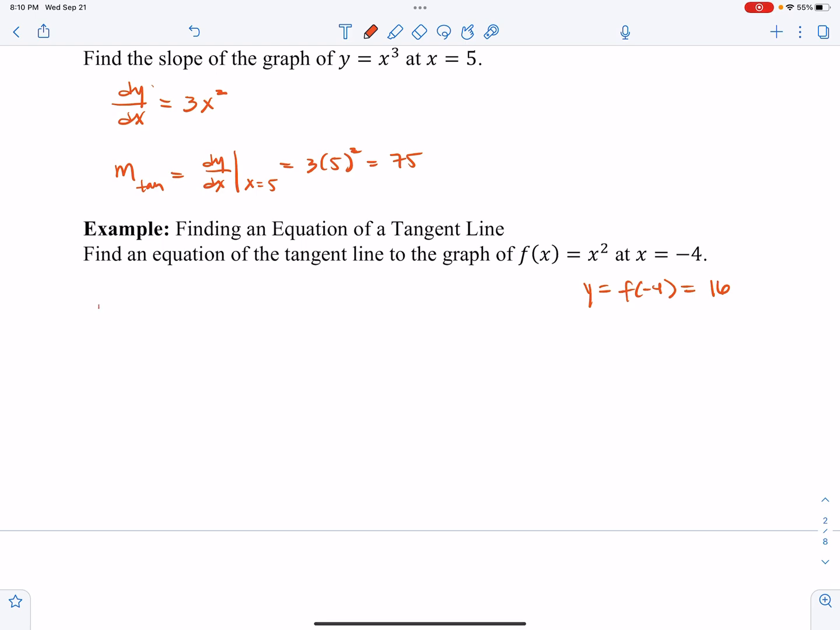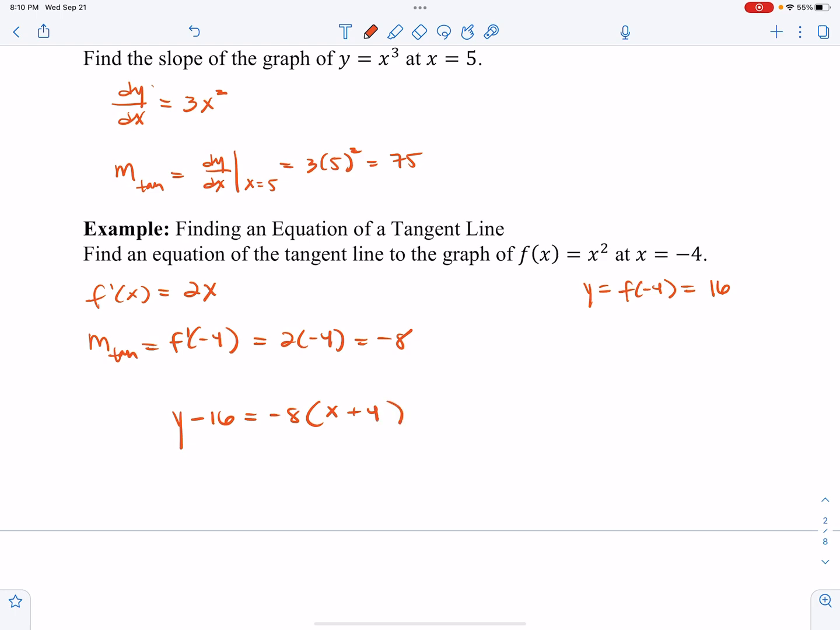And then we need f prime for finding the slope of the tangent line. So power rule, bring the 2 down, subtract 1 from the exponent. That's just 2x. So the slope of the tangent line, we can evaluate f prime at -4. And we would get 2 times -4 is -8. So now we have our point and we have our slope. So y minus 16 using point slope form equals -8 times x plus 4. There's our equation of our tangent line.